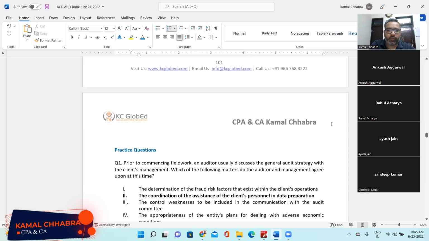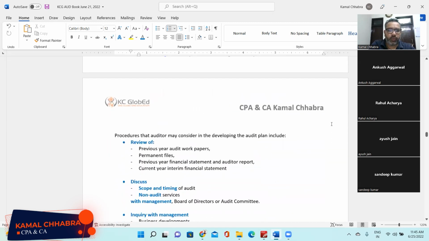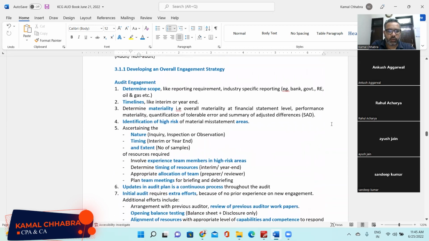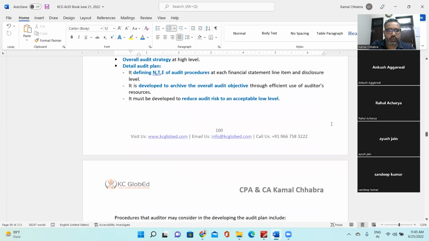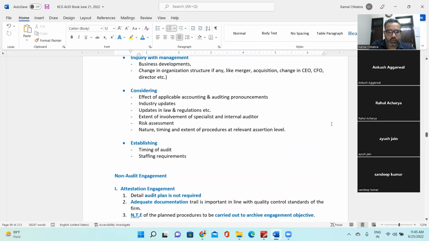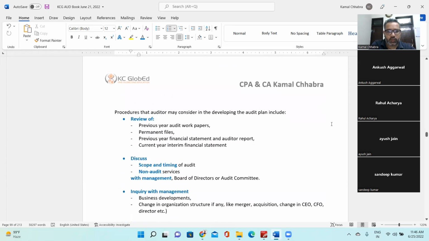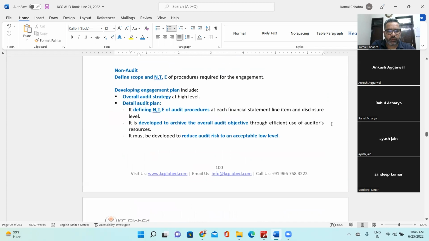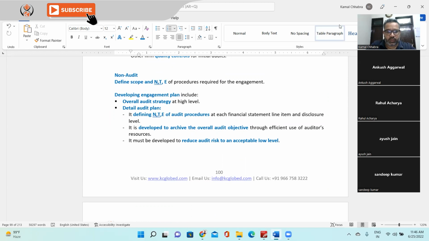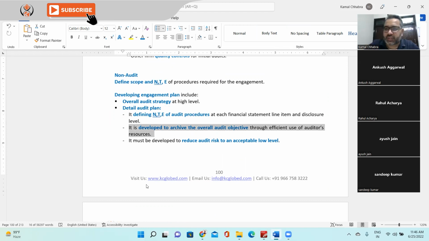Yep, absolutely true. Very good. Very well explained. If you go back and see when we discussed developing the overall engagement strategy and detailed audit plan, we also discussed the objective of the audit. So if you see, it is to achieve the overall objective of the audit. So why you develop the audit strategy and audit plan is to achieve the overall objective, right?